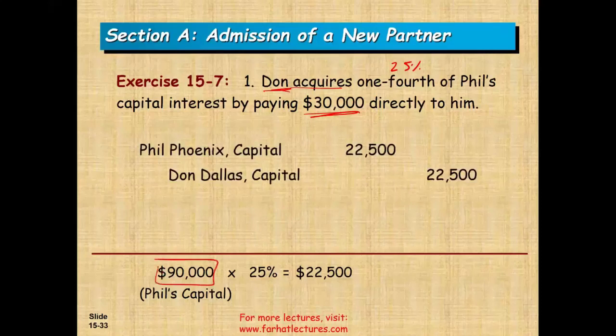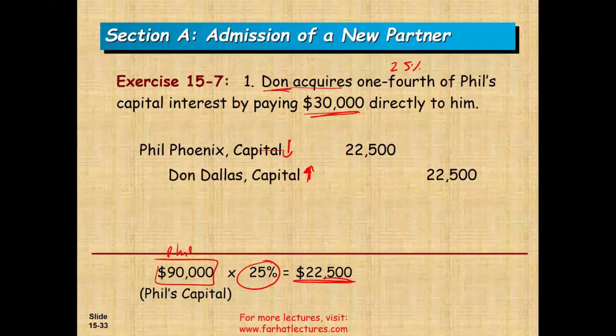This is Phil's capital. Phil's capital is $90,000. Phil's given up 25%, so Phil's given up $22,500. So Phil will reduce his capital by $22,500, and Don will be admitted and they will get $22,500. So simply put, the partnership as a business did not benefit. Basically, Phil gave up $22,500. It was replaced by Don.